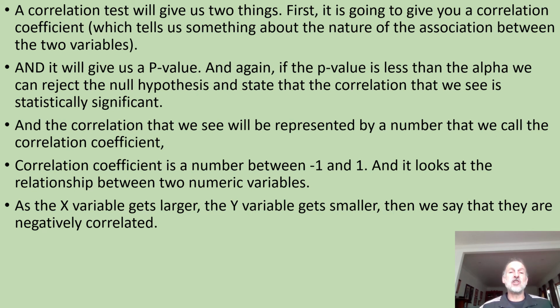And the correlation that we see will be represented by a number that we call the correlation coefficient. So the correlation coefficient is a number between -1 and 1, and it looks at the relationship between two numeric variables. Long and short of the story, as the x variable gets larger and the y variable gets smaller, then we say that they are negatively correlated.